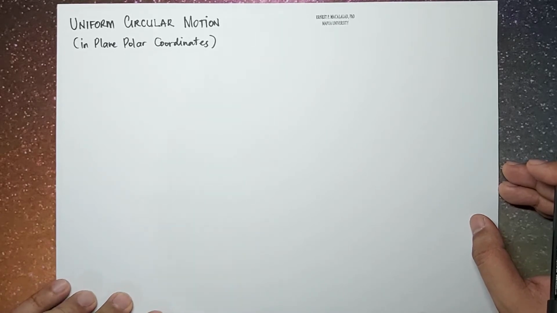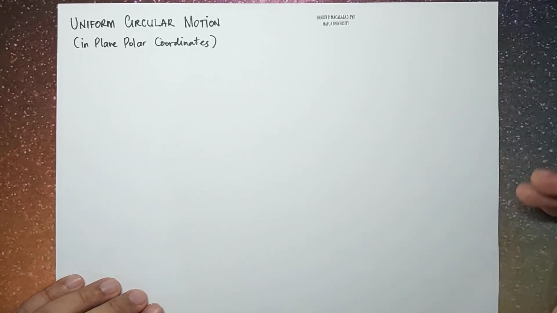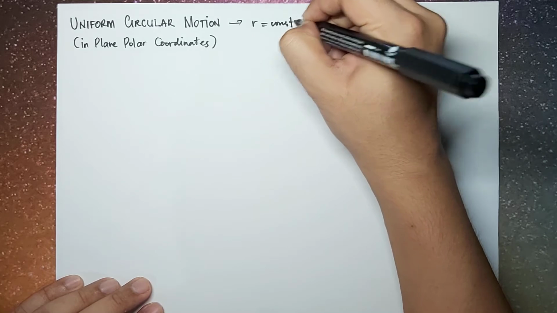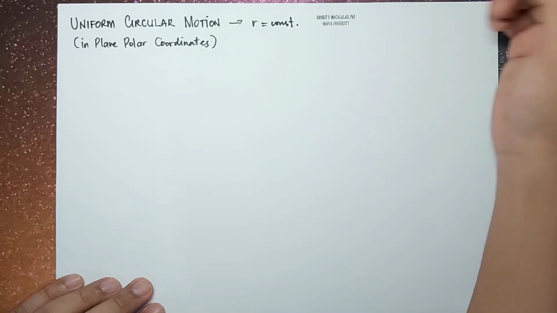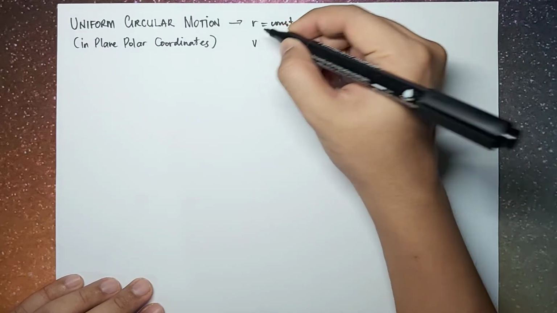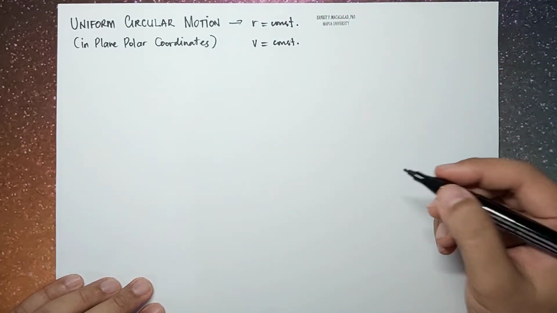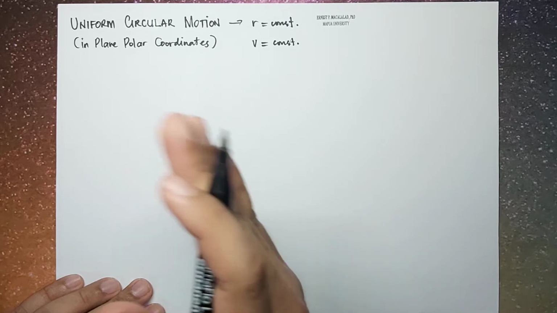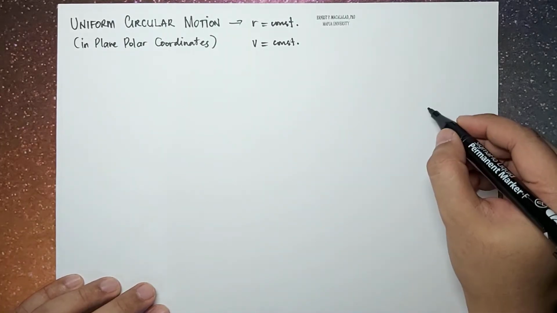Today we're going to apply the acceleration and velocity in the plane polar coordinate system and see if it is consistent with uniform circular motion. Here, the particle is moving in a uniform circular motion, so r is a constant. Also, the speed of the particle is a constant, though the velocity is not, because velocity changes direction as the particle moves around in a circle.